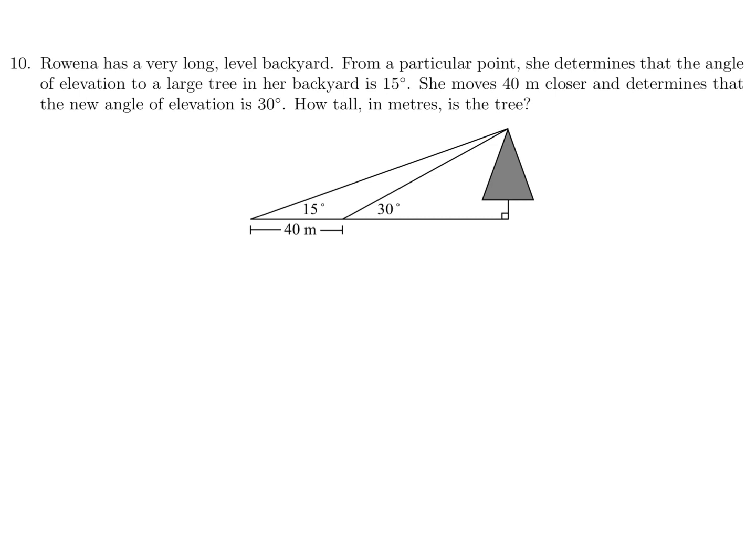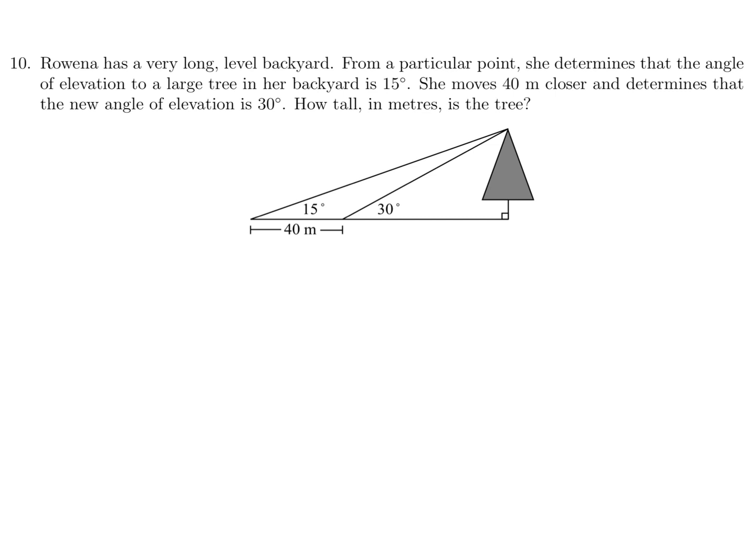Rowena has a very long level backyard. From a particular point, she determines that the angle of elevation to a large tree in her backyard is 15 degrees. She moves 40 meters closer and determines that the new angle of elevation is 30. How tall in meters is the tree? I believe this is going to require some trigonometry.